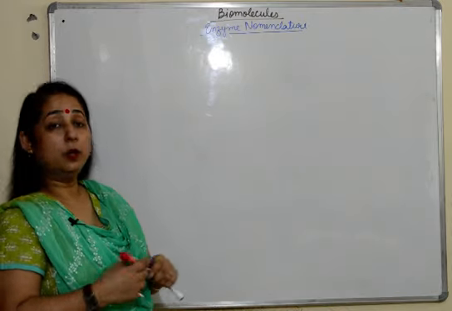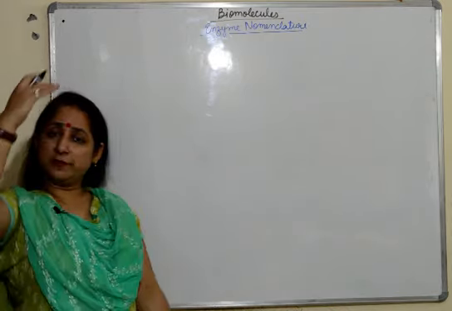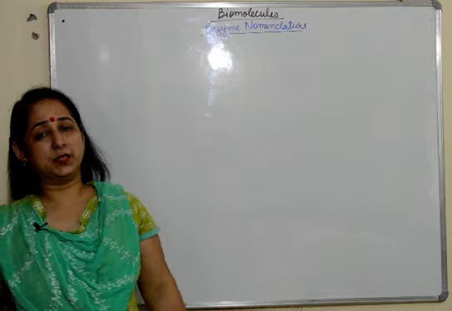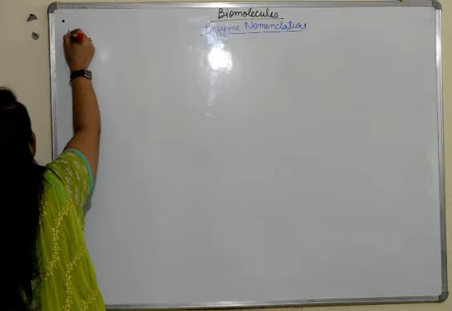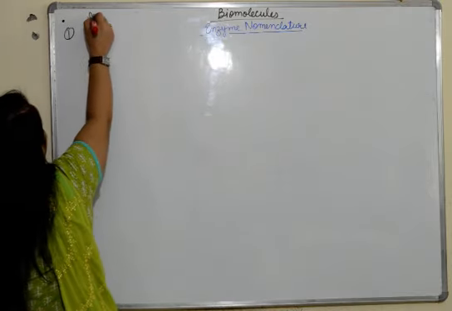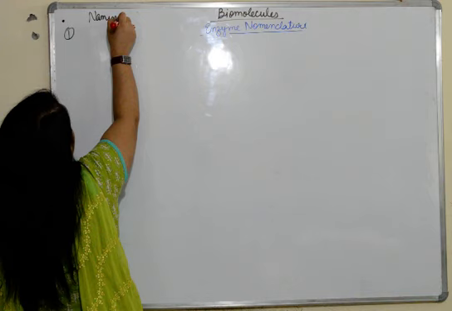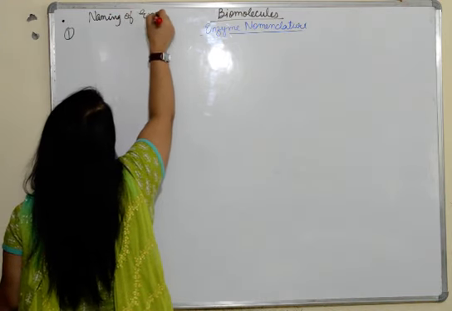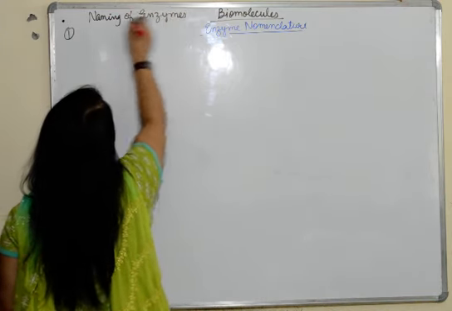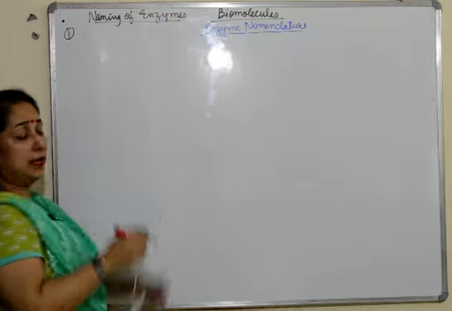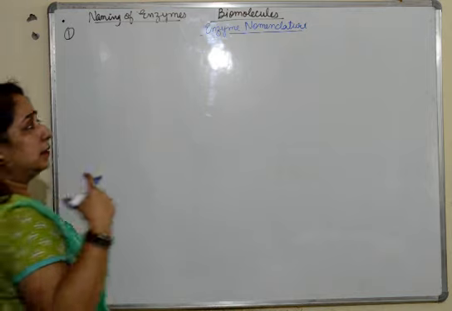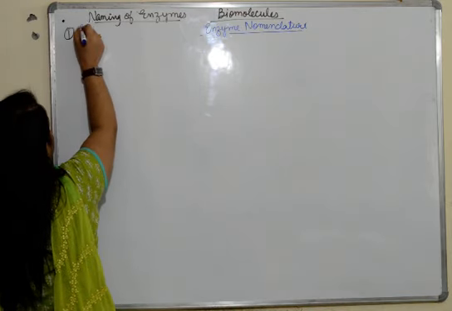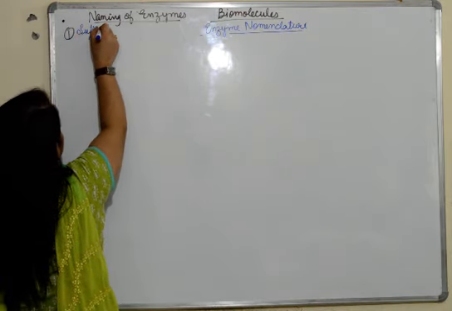So we'll start now. First of all we'll start from the old methods and then move to the latest ones. The first method was adding a suffix. Nomenclature means naming, naming of enzymes. How are they given their names? In nomenclature, the first very old method was adding a suffix.